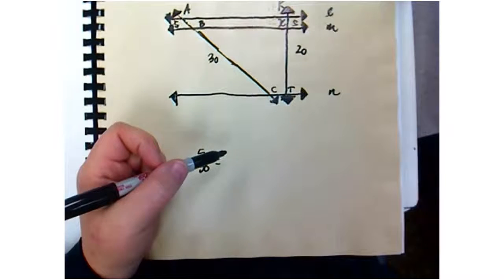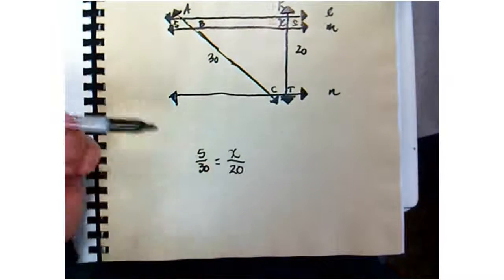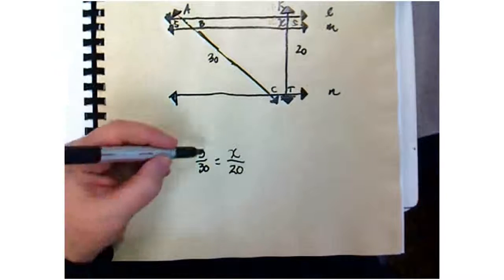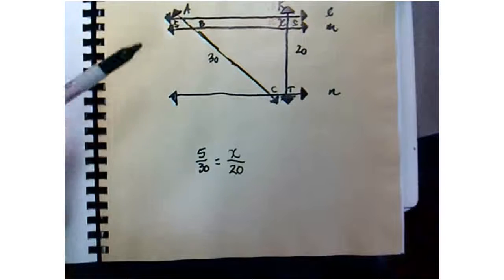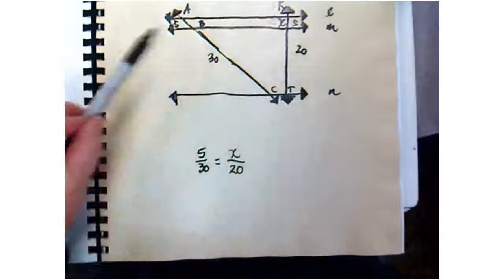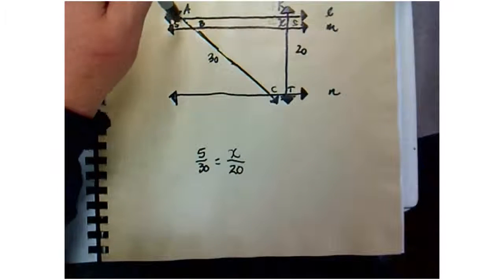No, careful. Okay. X over 20, right. Oh, yeah. 5 is to 30 as X is to 20. All right, cross multiply. 5 times. What do you want to say, Bryant? 5 times what? X. Nope. 5 times. Oh. It'd be cross multiplying.